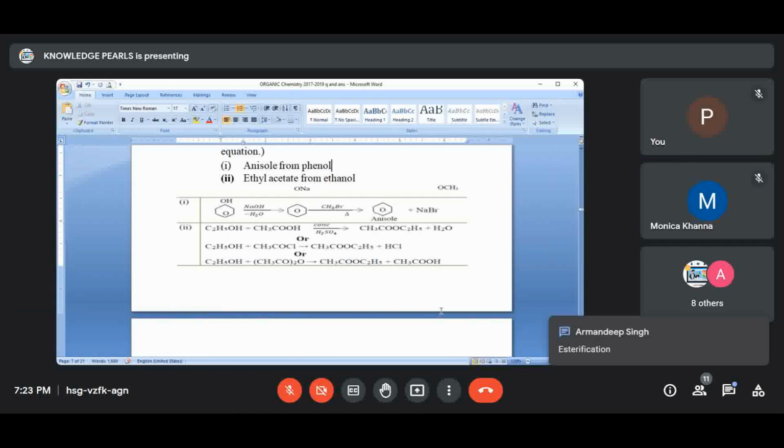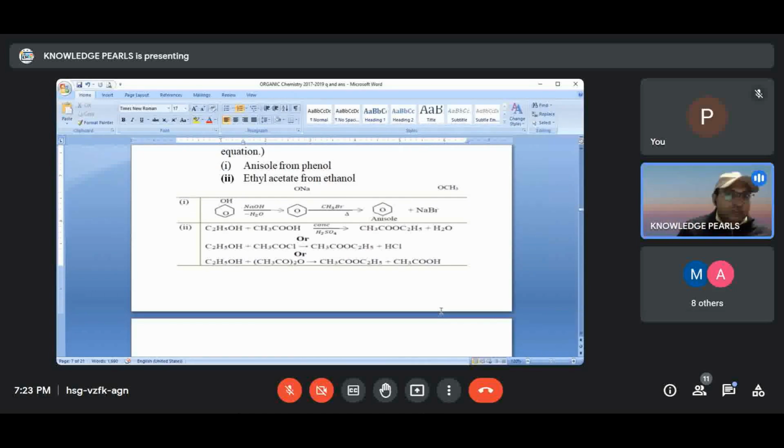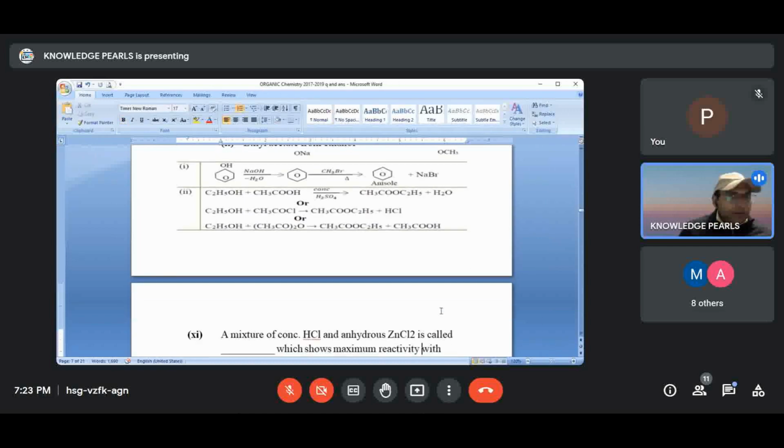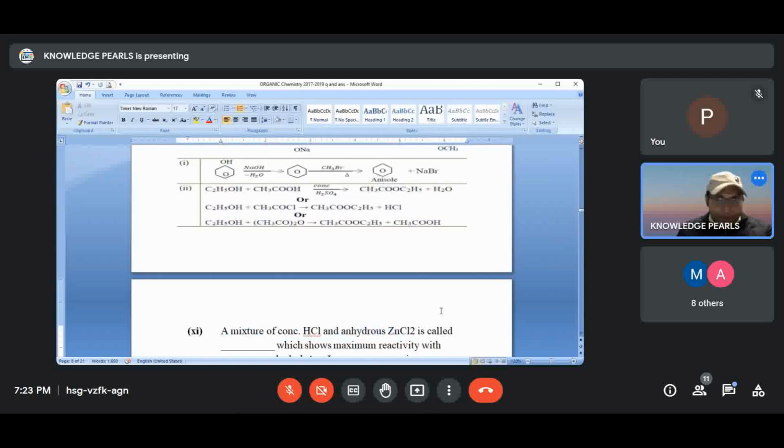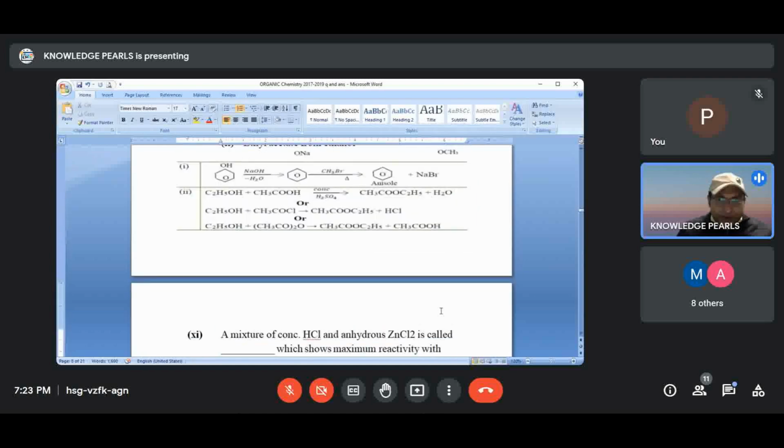Esterification, yes, the esterification reaction. See what questions are coming in. Most of the questions can be covered from the name reactions, provided we practice the reactions. Because if you are not able to link the reactions, it becomes difficult. You may get a question on Lucas reagent.